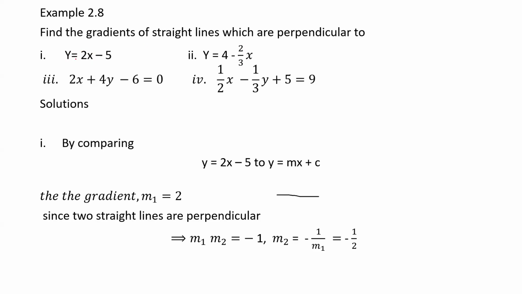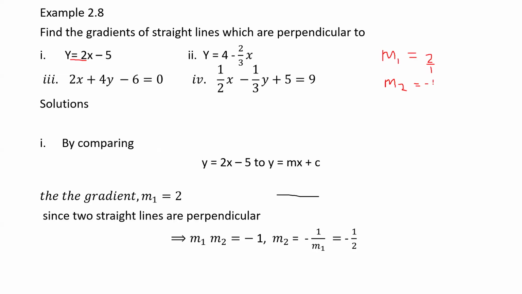What's the gradient here? 2. So we have m1 equal to 2. If I want to find the perpendicular line gradient, I can write this as 2 over 1. Now let me turn it upside down and negate it. So the gradient of the other line will be minus 1 over 2. The negative reciprocal.